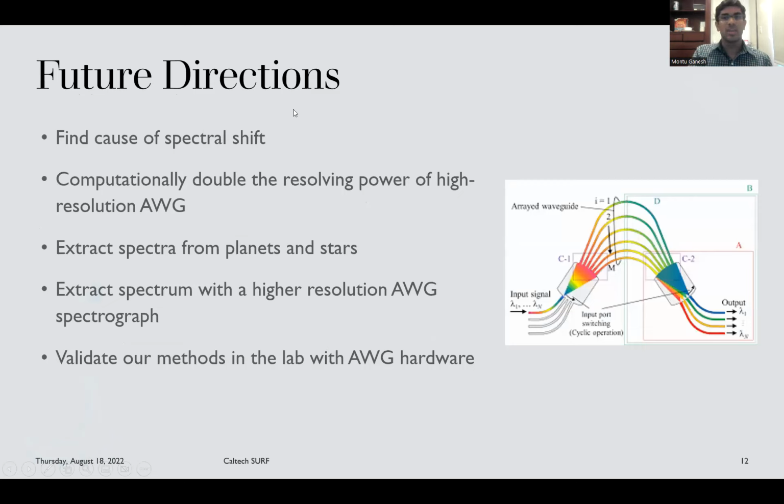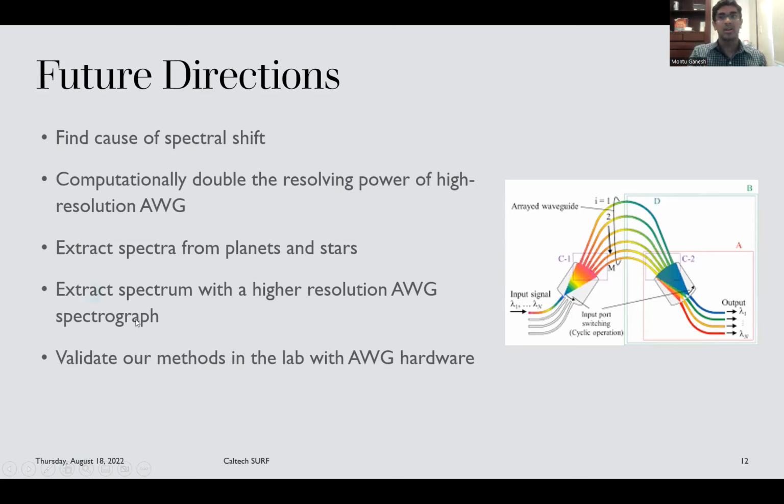So future directions, what we aim to do in the future is to find the cause of the spectral shift, to computationally double the resolving power of a high resolution AWG. And what I mean by this is for a high resolution AWG of 12,000 resolving power, I already was able to start to computationally, using software, double the resolving power to 24,000, but we need to test this on the high resolution AWG and see how efficient it is. And from there, if all this works, we can extract the spectra of planets and stars with the higher resolution AWG spectrograph.